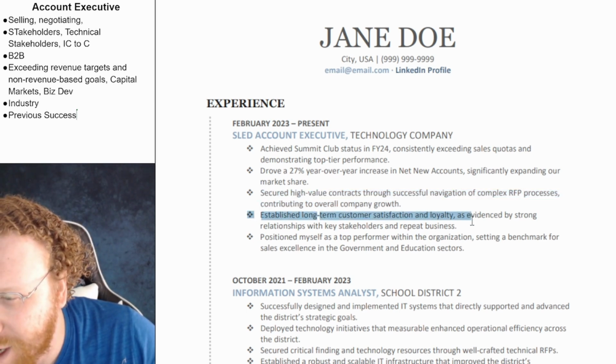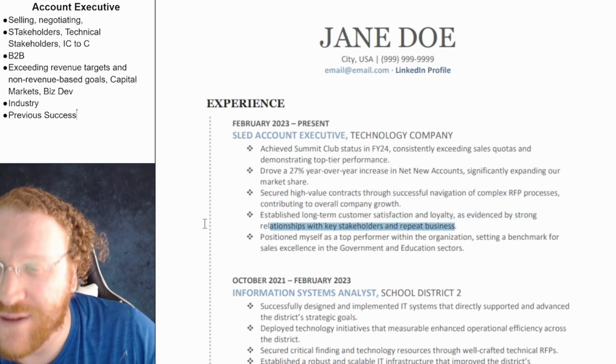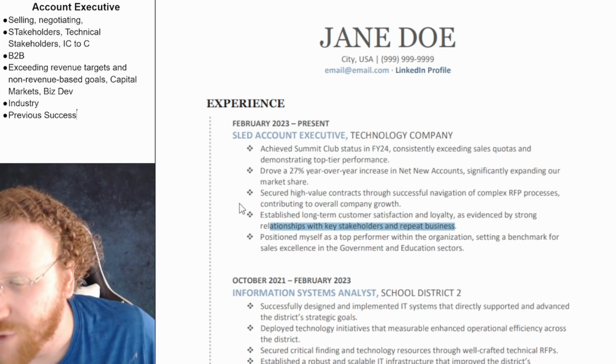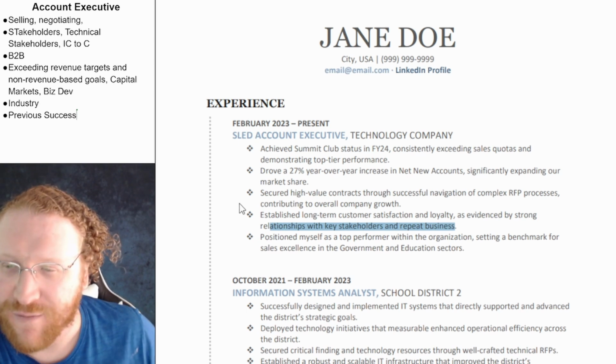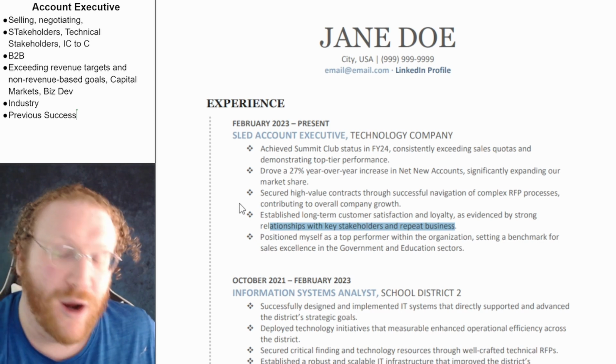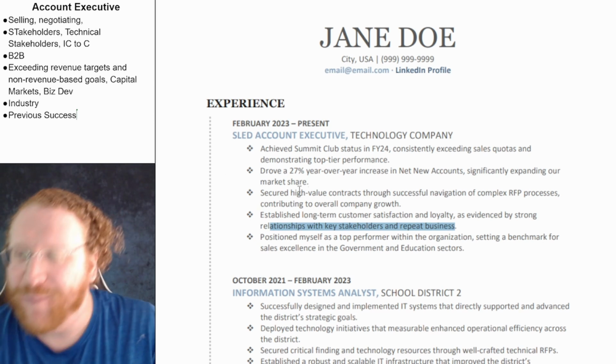Establish long-term loyalty evidence. But again, how did you do it? These are good keywords. These are right. And this is why you're getting a 1 in 50. But you can probably get this higher. Seems like you're a very solid salesperson. I just need to know more. You need to give me the how.